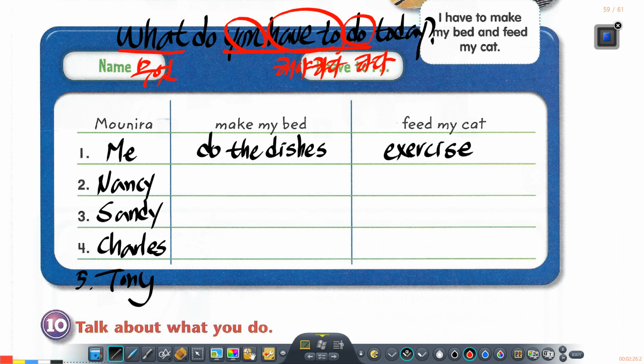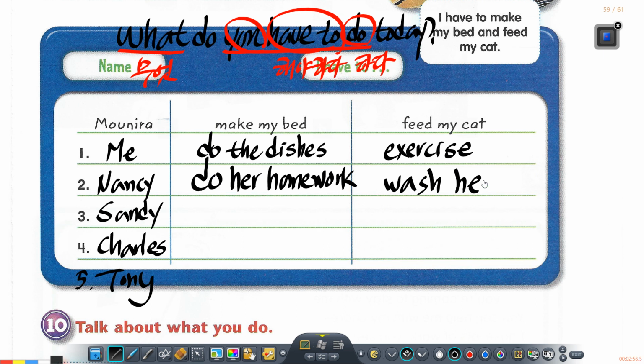I have to do the dishes and exercise. And I did them. 그리고 선생님 다 둘 다 했어요. 자, 낸시한테 시작. What do you have to do today? I have to do my homework. Do her homework. 그녀의 숙제를 하고요. Wash my face. Wash your face. 오케이. 얼굴 씻는 거. 오케이.